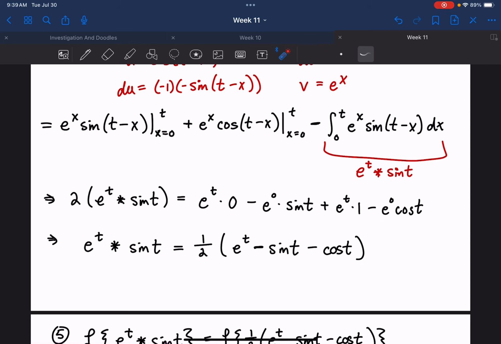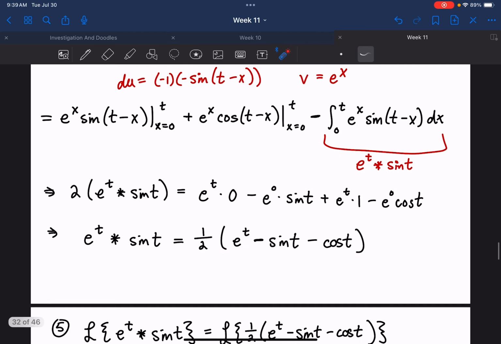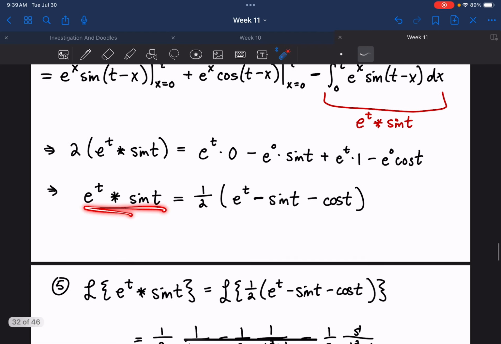Now, not all the convolution products are this hard to calculate, and some are even harder to calculate. So you have to be careful, I guess you'd say. But anyway, that's not the big focus of this, right? The big focus of this is how does convolution behave in relation to the Laplace transform.